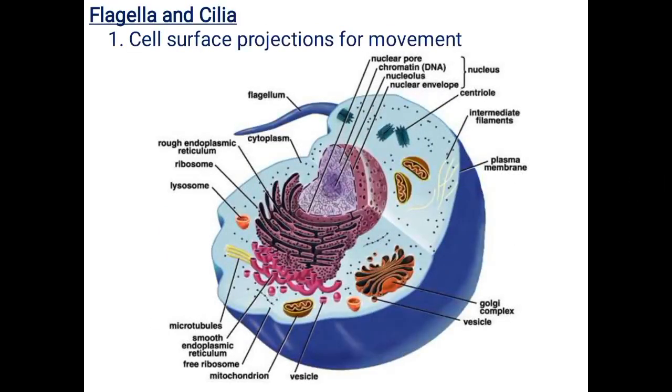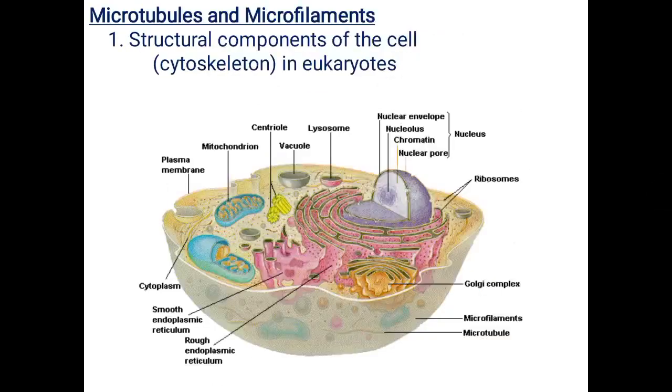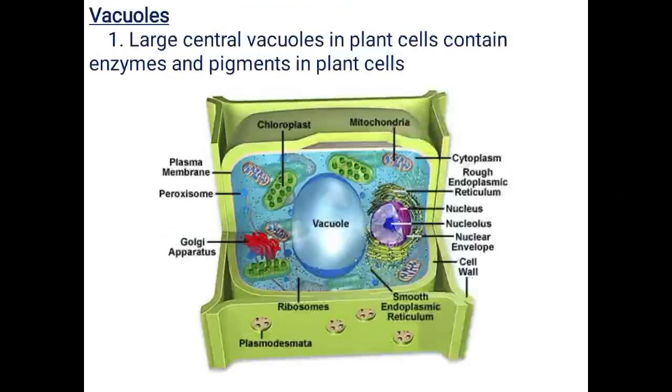Then flagella and cilia. These are helpful in locomotion of the cell, mainly in prokaryotic as well as in eukaryotic cells. They help in locomotion, movement of the cell. And microtubules and microfilaments. These are also the structural components of the eukaryotic cells. They are also present in eukaryotic cells.